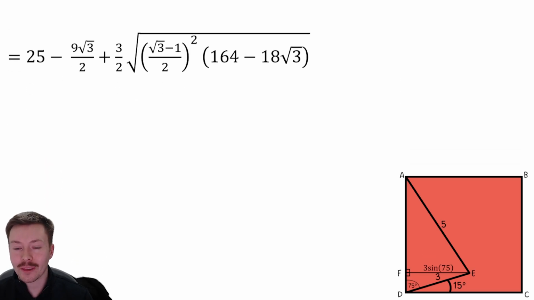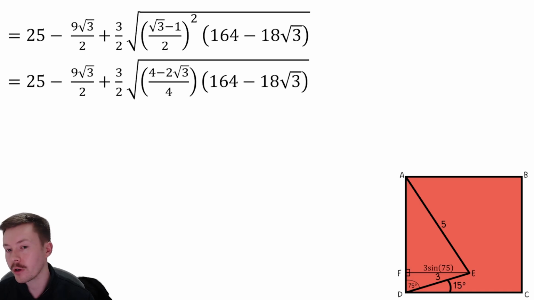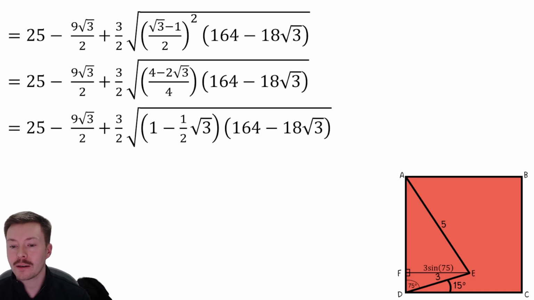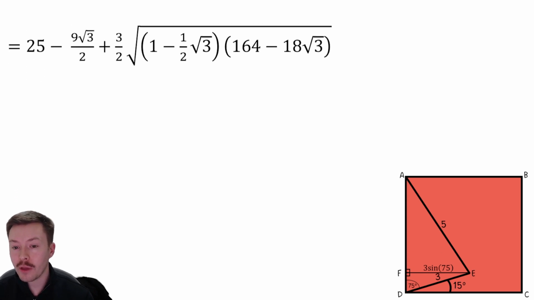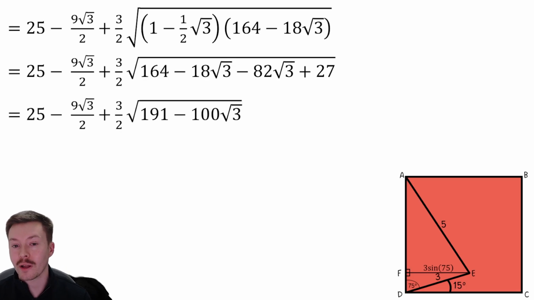Now, squaring that isn't that bad. You get (4 minus 2 root 3) over 4. And that will give you 1 minus a half root 3, which is going to be easier to multiply across. That will then give us 164 minus 18 root 3. That's everything times 1. And then everything times minus a half root 3 is minus 82 root 3 plus 27. And we're going to simplify all of that to give us root (191 minus 100 root 3). And at this point, we're basically there.